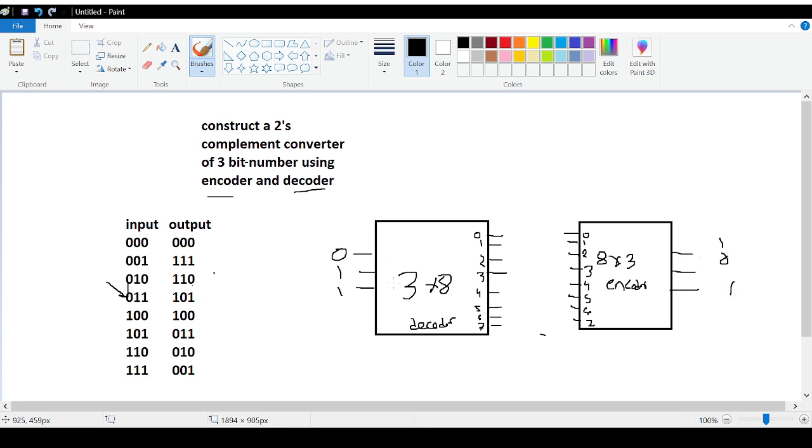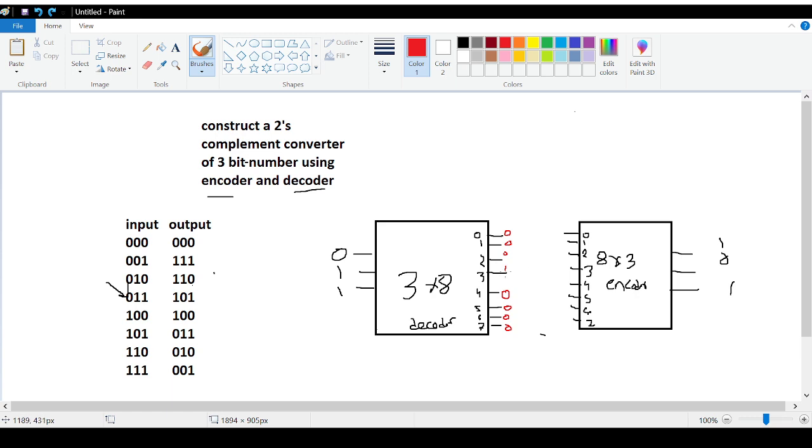If this is 0, 1, 1 in a decoder, this is 3, right? So 1 will pass out of output number 3, and the rest of the outputs will be 0. This is how a decoder works. One output is 1, and the rest of the outputs will be 0. So if I want 1, 0, 1, I need to pass the 3 through the combination of 1, 0, 1. 1, 0, 1 is 5, right?